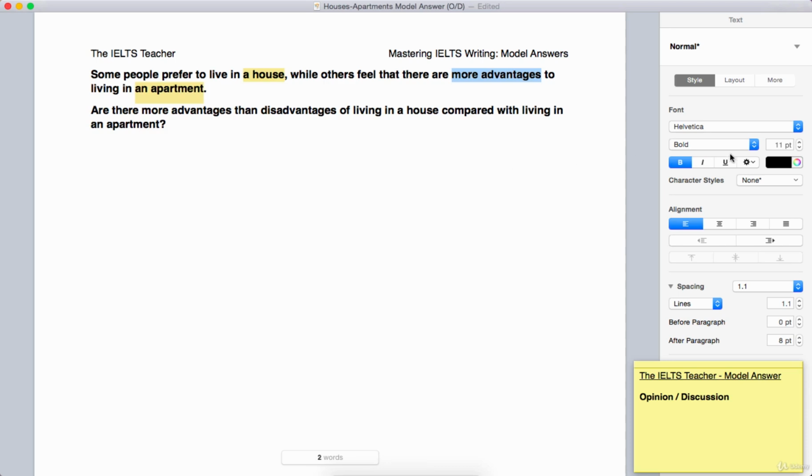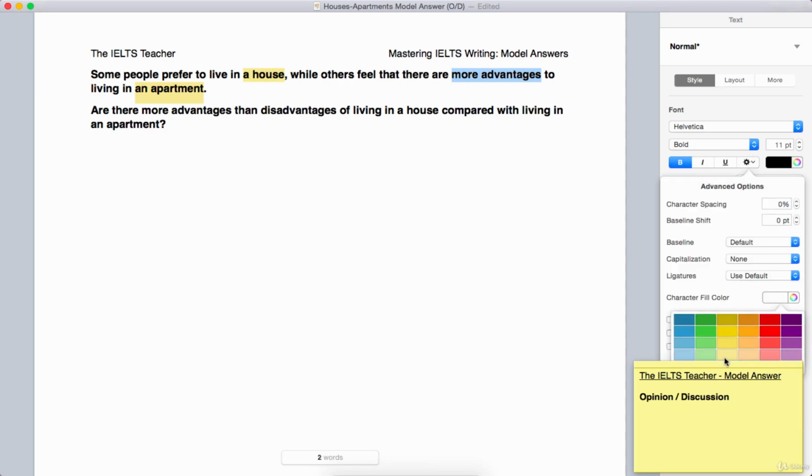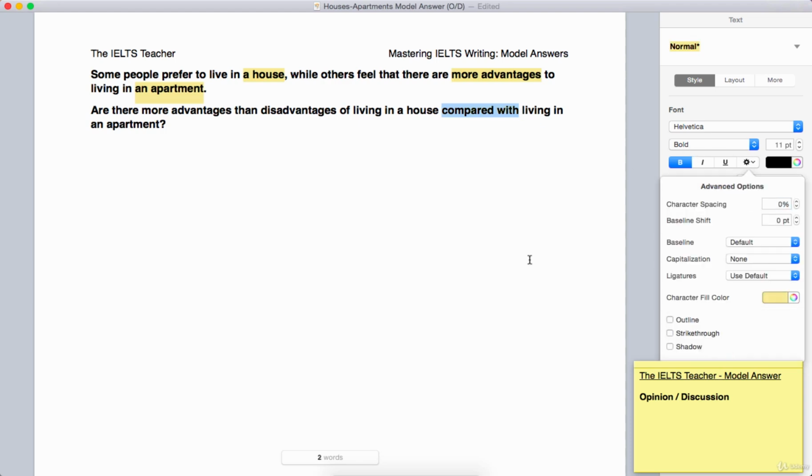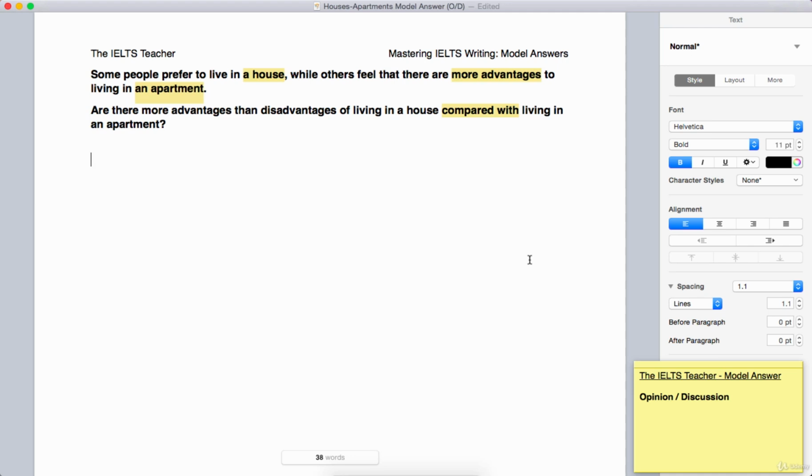And let's just go back and highlight that. Are there more advantages than disadvantages of living in a house? There you go. But this is quite important. Compared with living in an apartment. I'm going to highlight that compared with there because it's very, very important in terms of task response and making sure that we address all parts of the task, for a reason that will become clear in a moment. But those are our keywords that we're thinking about here. Basically, the advantages and disadvantages of living in a house compared with, there's that key expression, living in an apartment.